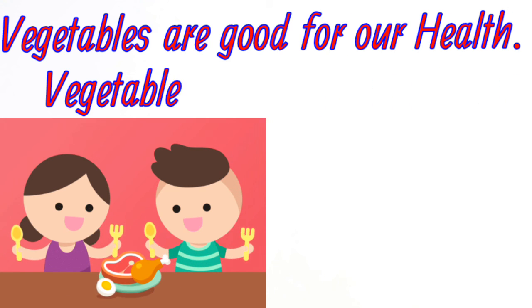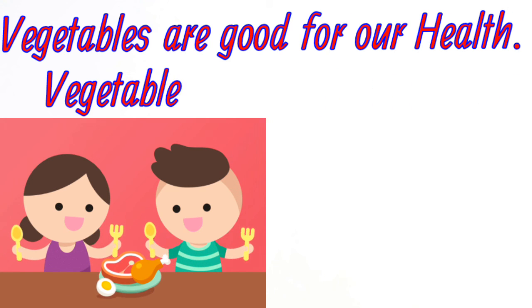Next, lettuce. Lettuce. What is this vegetable? Lettuce. Next is broccoli. Broccoli. Say with me, broccoli. Next is pumpkin. Pumpkin. What is this vegetable? Pumpkin. Next, spinach. Spinach. Say with me, spinach.